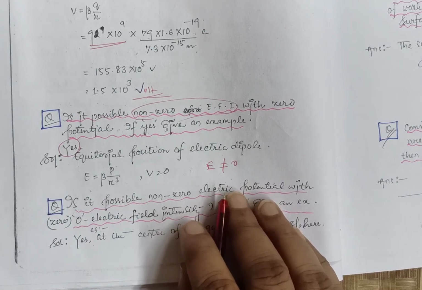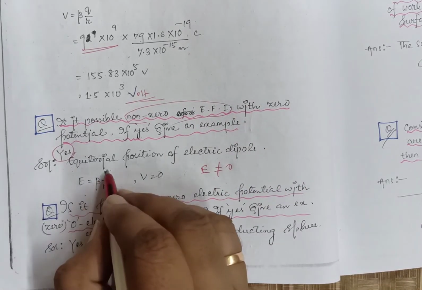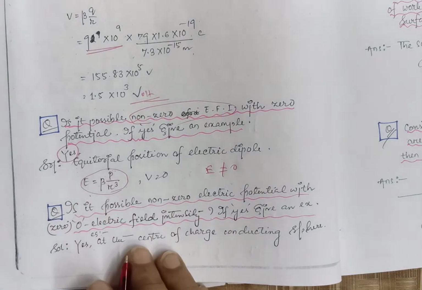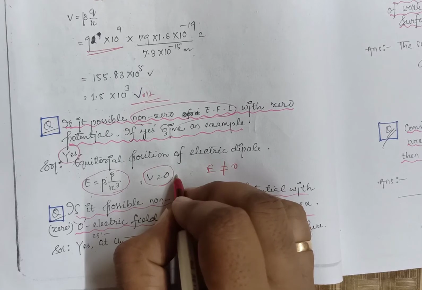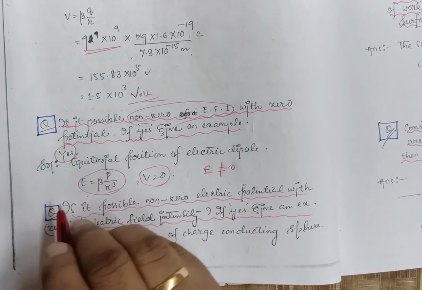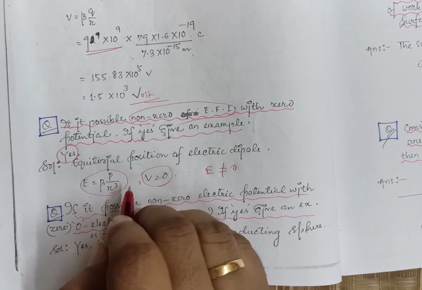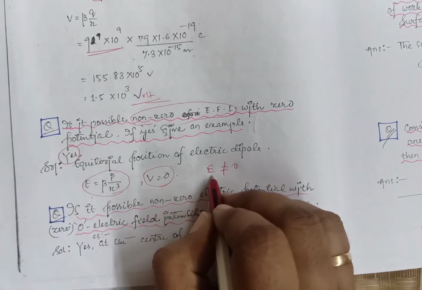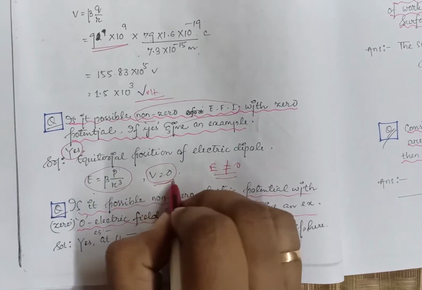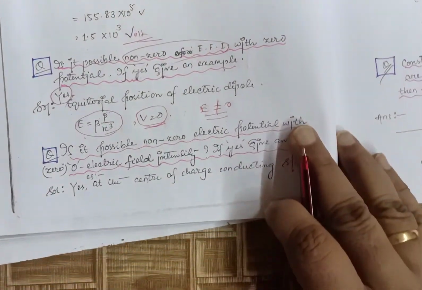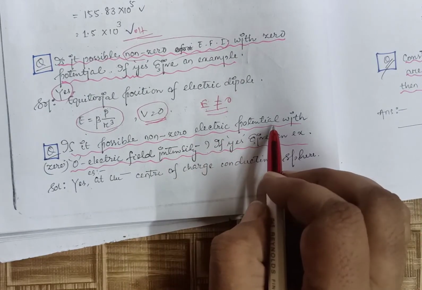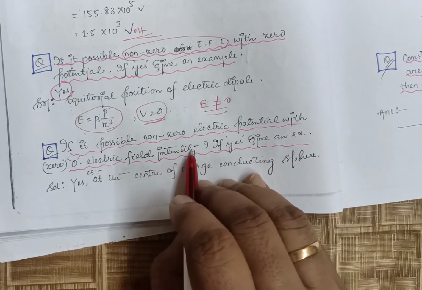Just remember the ideal electric dipole: at the equatorial position, the intensity formula is beta P by r cubed. Already we have discussed this. We have also discussed that electric potential at the equatorial position is 0. So for the electric dipole at the equatorial position, we have non-zero electric field intensity but zero electric potential.